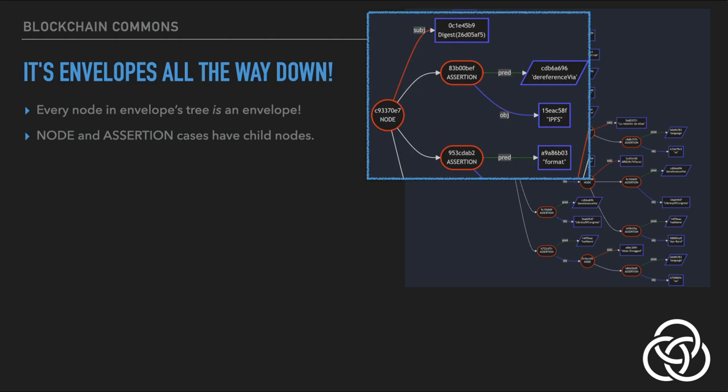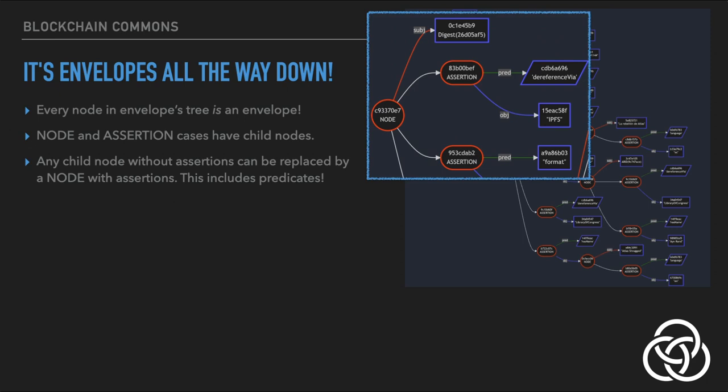As you can see, the node case highlighted here has a subject child node and 2 assertion child nodes. In fact, 3, one goes off the bottom there. The assertion nodes have a predicate and an object child. Any child node without assertions can be replaced by a node with assertions.